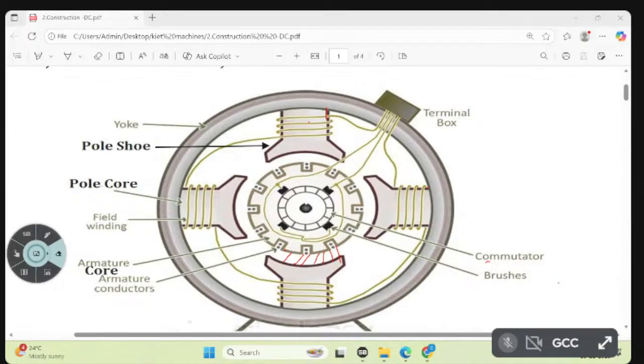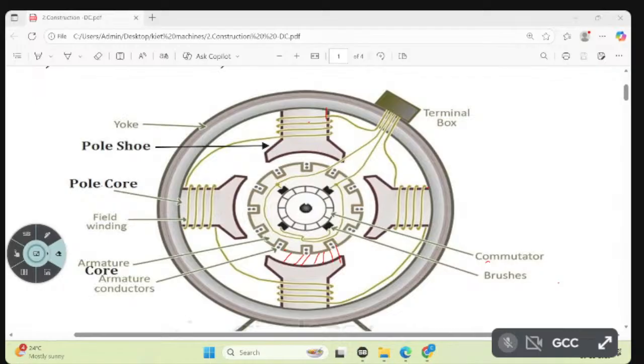Now, one more thing. What remaining equipment is available here? Winding. Why do we require winding? If we wind the winding around the poles, then the pole will act as a magnet. So these are not permanent magnets. We are making cast iron into magnets.